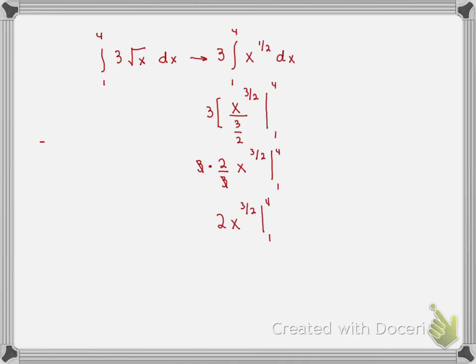Okay? Now, you enter a 4, store x, enter, and then enter in 2x to the power of, you could either do 3 over 2 or 1.5, it doesn't matter. And you get, when you put a 4 in for x, you get 16. And when you put a 1 in for x, you get 2. So your area between 1 and 4 of that curve is 14.